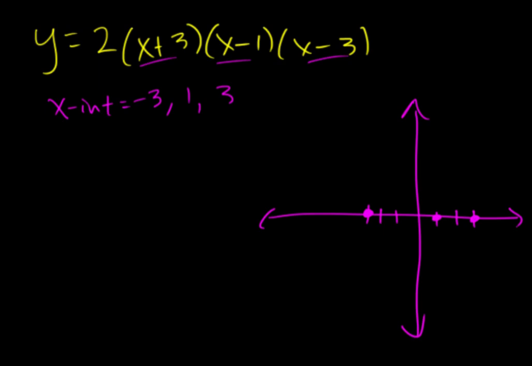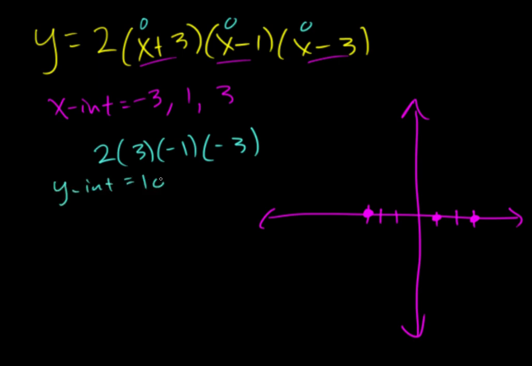Okay. We can also pretty easily find the y-intercept. So if I plug in a 0 for all these x's, I'm going to get 2 times 3 times negative 1 times negative 3. These negatives will end up canceling. 3 times 1 times 3 is 9, times 2 is 18. So we have a y-intercept at 18. Alright, 18's all the way up there.